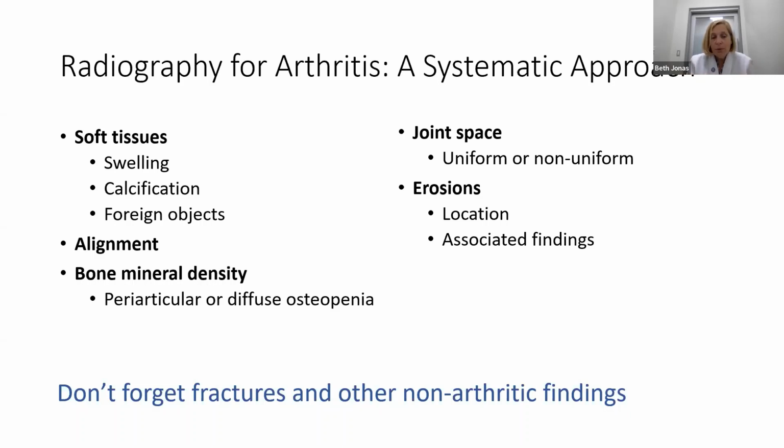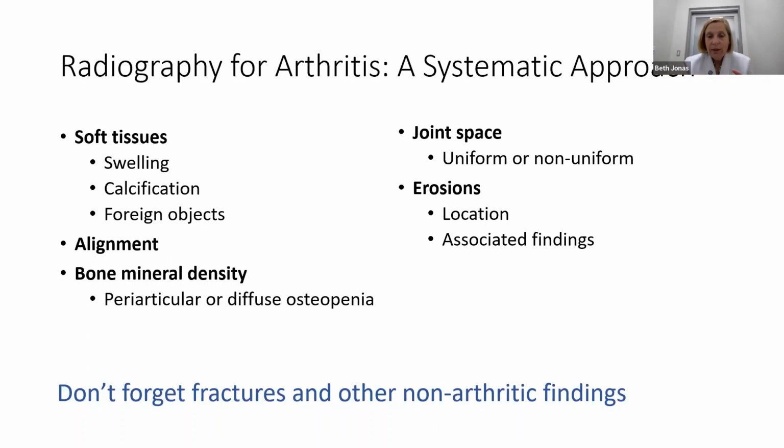Then I look at bone mineral density and look to see, is there osteopenia? And if so, is it diffuse within the whole bone or is it periarticular, just in the regions around the joints? After I've done all of that, then I start looking at the joint spaces themselves to see if there's joint space narrowing and whether that narrowing is uniform or non-uniform. And I'm going to show you lots of examples as we go forward. And then finally, look for erosions.